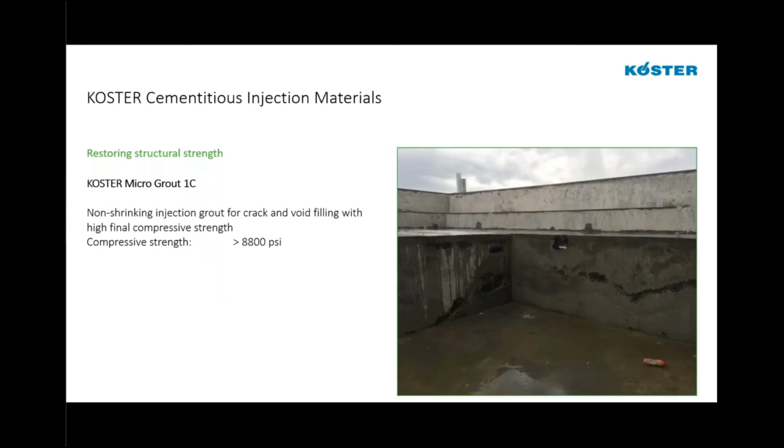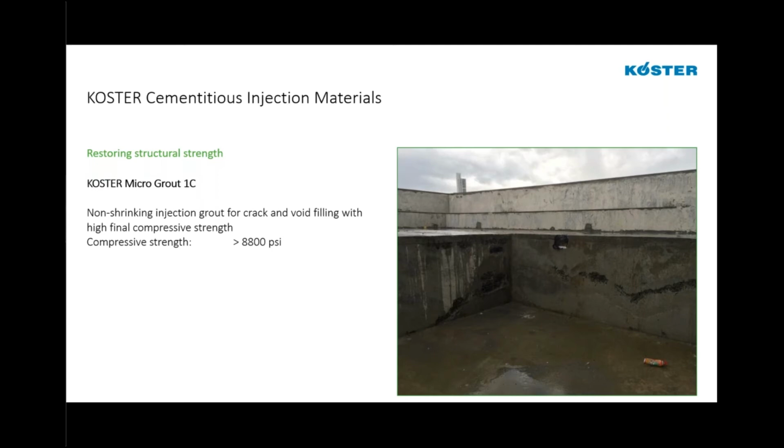The last product here is the microgrout 1C. This is a cementitious injection grout. So we've gone from polyurethane to epoxy, now we have cementitious products as well. It's a very, very fine, non-shrinking injection grout for crack filling and for void filling. It has very high compressive strength as it cures, almost 9,000 PSI.